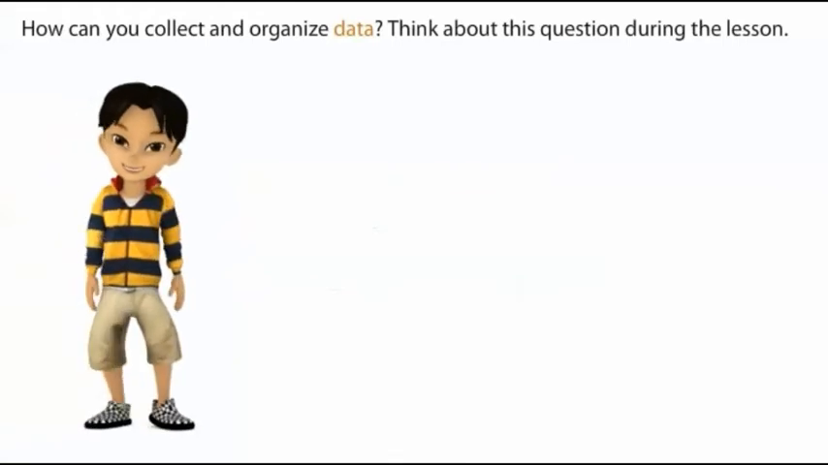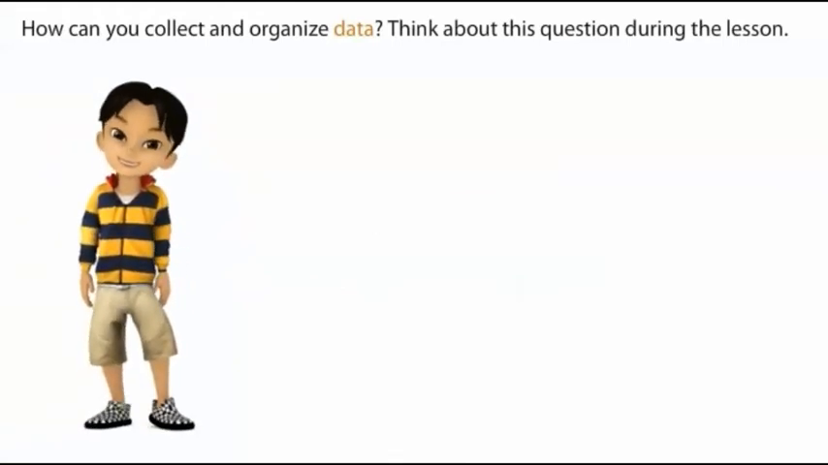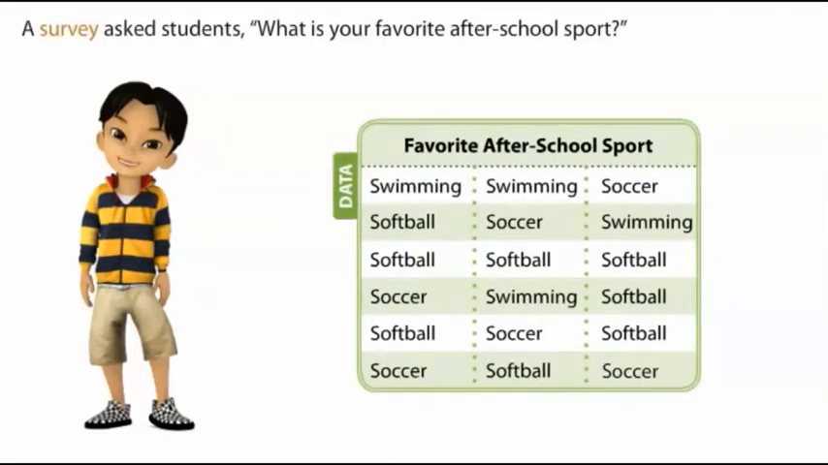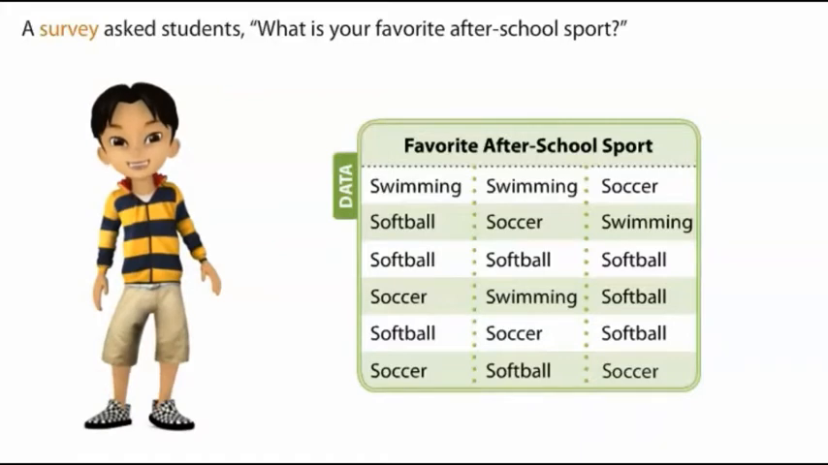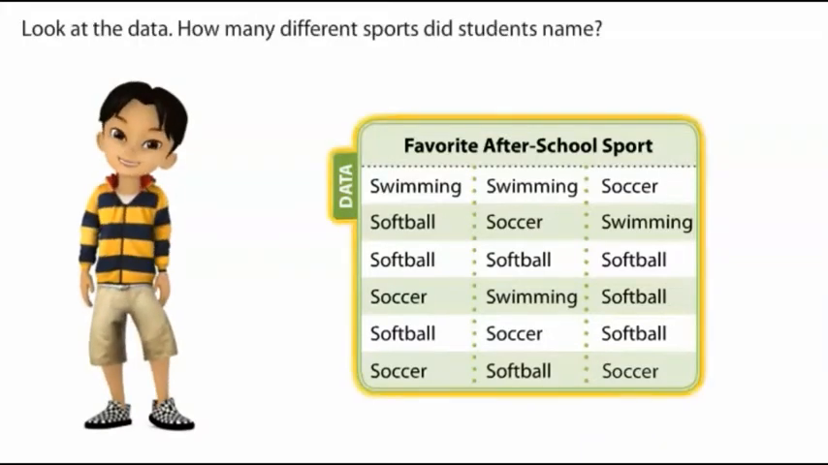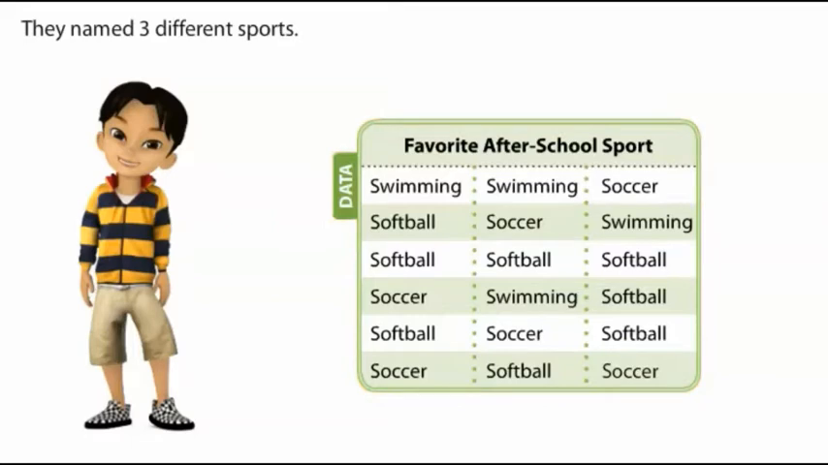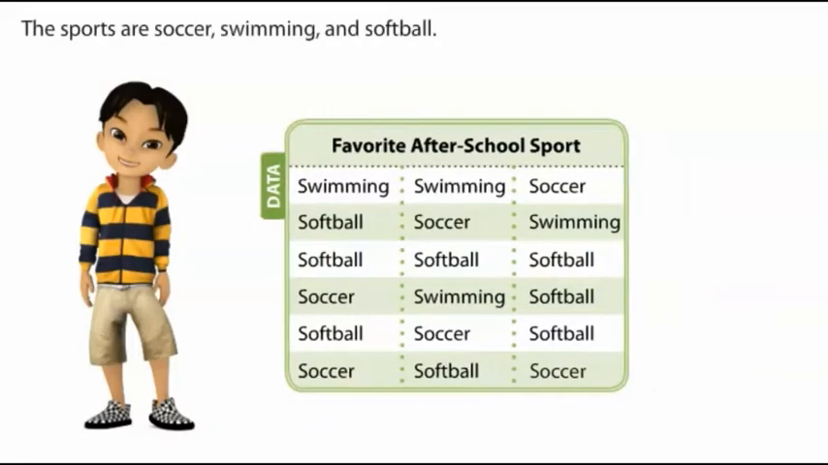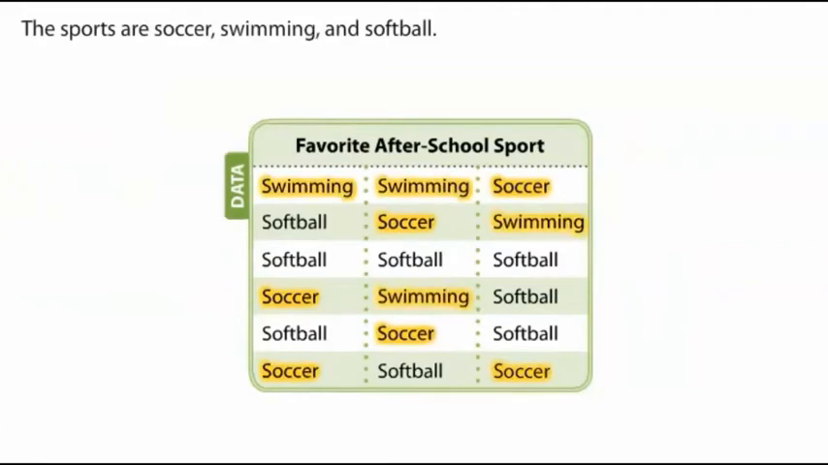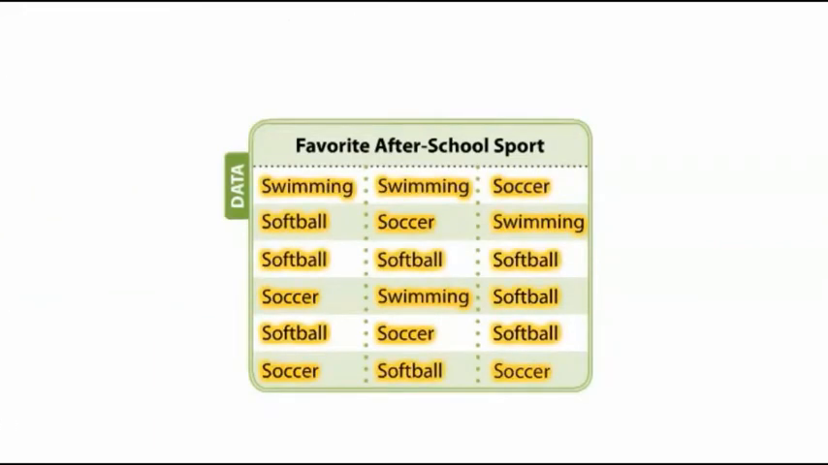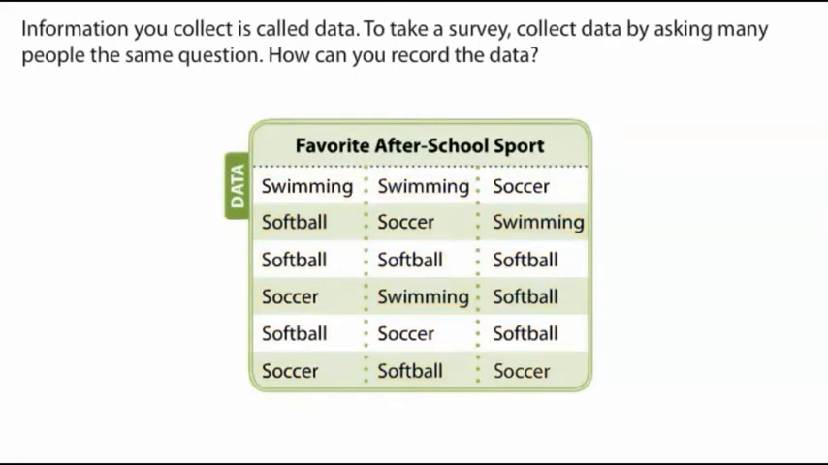How can you collect and organize data? Think about this question during the lesson. A survey asked students, "What is your favorite after-school sport?" Look at the data. How many different sports did students name? They named 3 different sports. The sports are soccer, swimming, and softball. Information you collect is called data. To take a survey, collect data by asking many people the same question.